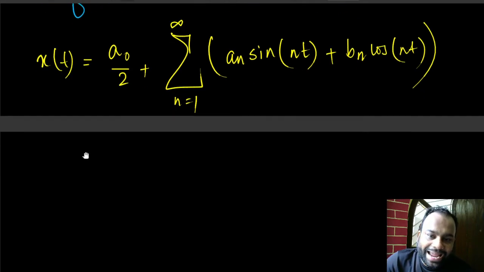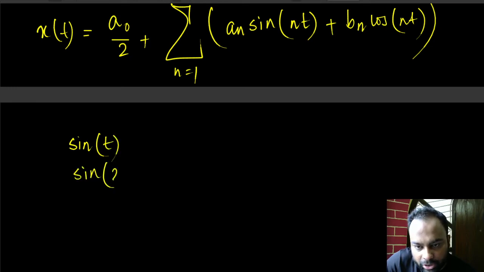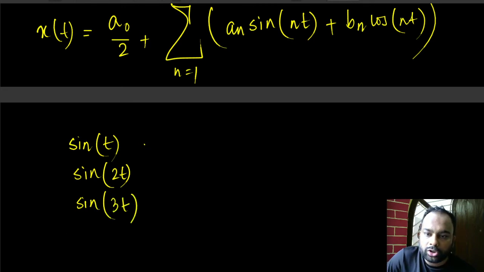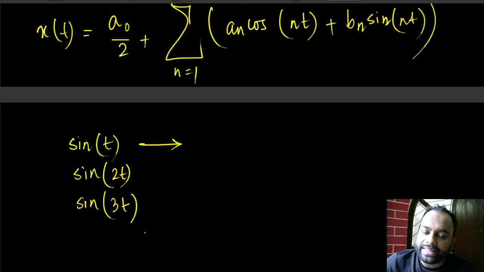But what is sine nt? For example, at n equal to 1, I have sine t. Then we have sine 2t, then sine 3t, and so on. So this is the fundamental sinusoid present in the signal. Similarly, this is the fundamental cosinusoid. This is the fundamental sinusoid, and this is the next overtone, and this is the next overtone.